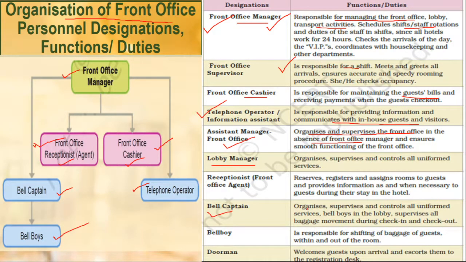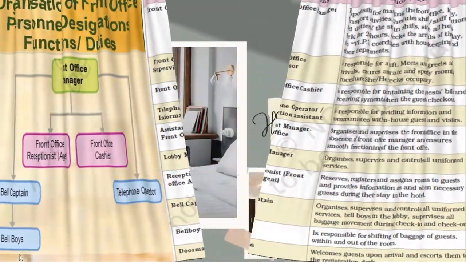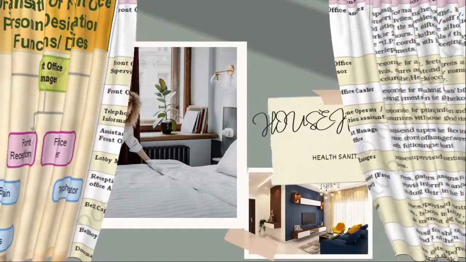Bell captain, what does a bell captain do? Maybe this is a new name for you. Organizes and supervises and controls all uniformed services in the lobby. They supervise the baggage movement and everything. Bell boy, the ones who shift your luggage, they are the bell boys, inside and out of the room. And doorman, the person who's standing at the gate welcoming you once you enter, opens the door, is the doorman. So see, in the front office also you need so many people round the clock, 24 hours a day. So over with the front office.